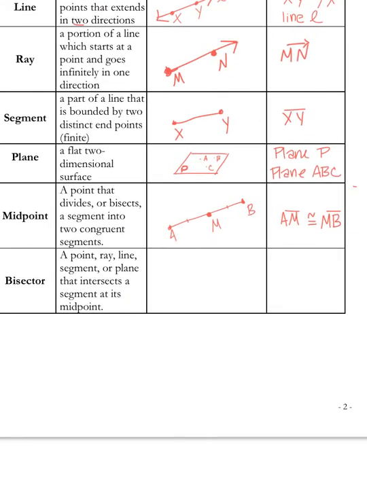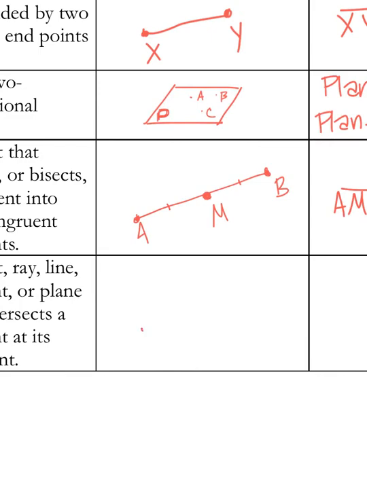Bisector: a point, ray, line, segment, or plane that intersects a segment at its midpoint. So again, it could be a point, it could be a line, it could be a ray. I'm just going to make it a line. It shows that it bisects. Bisects means to cut in two. So whenever something is being bisected, you're cutting it in half.